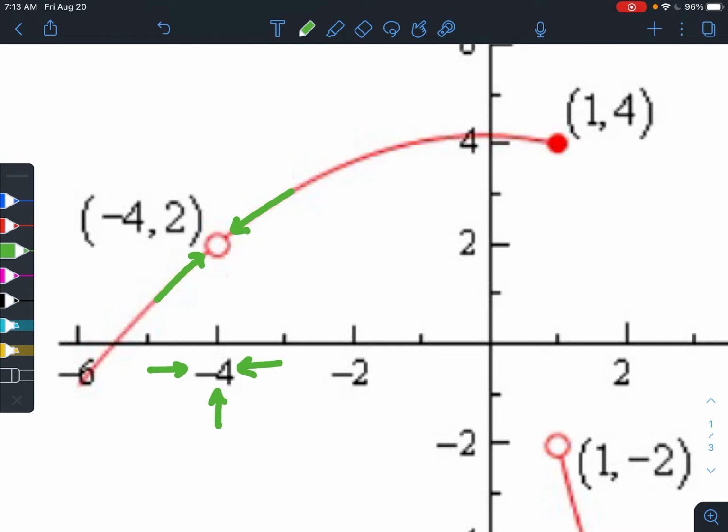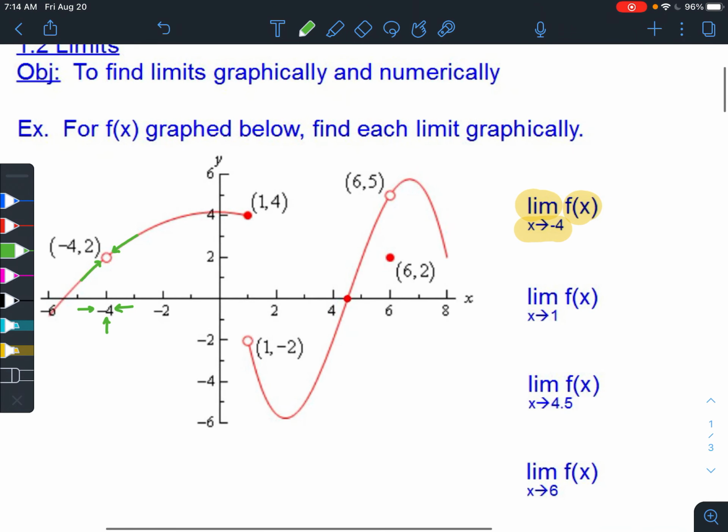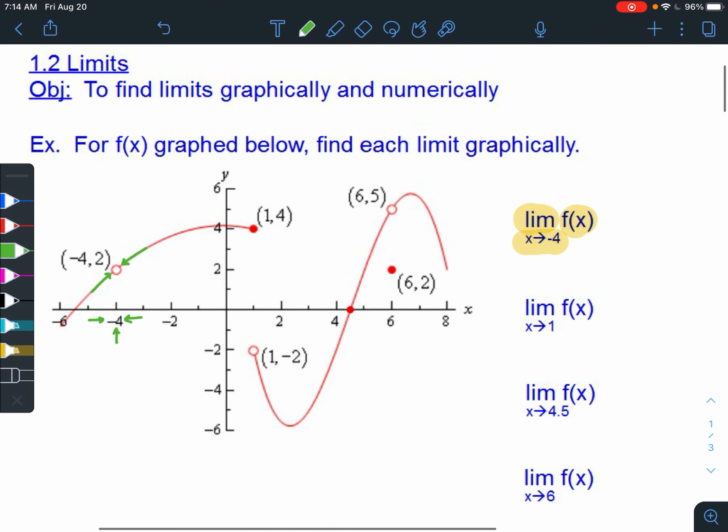However, I don't care that it's a hole because, again, my objective here is to find out what y value I'm getting really, really, really close to as I get really, really, really close to the particular x value. And as I'm getting really, really, really close to an x value of -4, I'm getting really, really, really close to a y value of 2. So therefore, the limit of f of x as x approaches -4, in this case, is equal to 2.